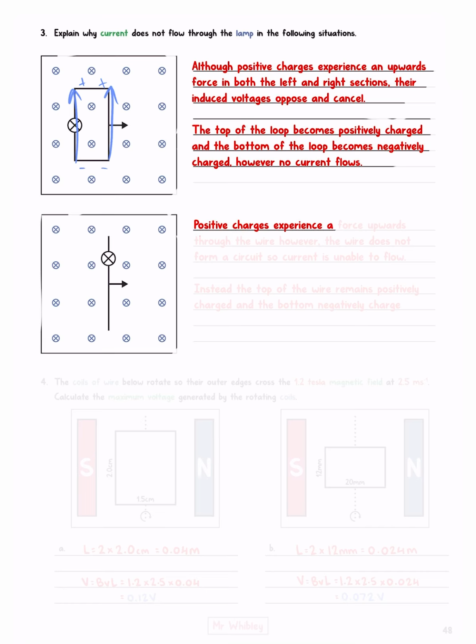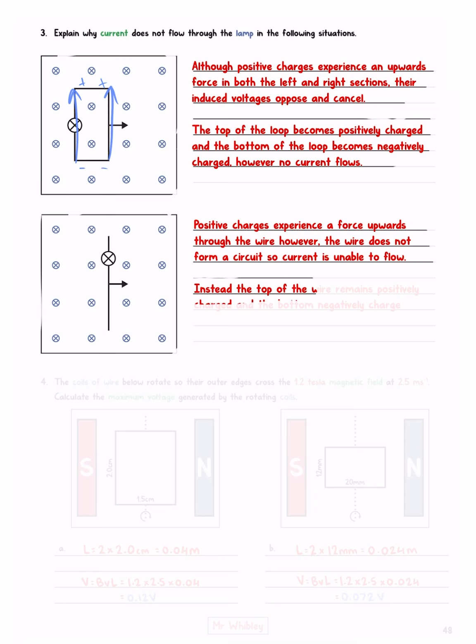Positive charges experience a force upwards through the wire, however the wire does not form a circuit, so current is unable to flow. Instead, the top of the wire remains positively charged and the bottom negatively charged. Because this isn't a circuit, the charges are unable to loop back around and make current flow. Once the charges have separated, we get no current flowing, so our lamp will not glow.